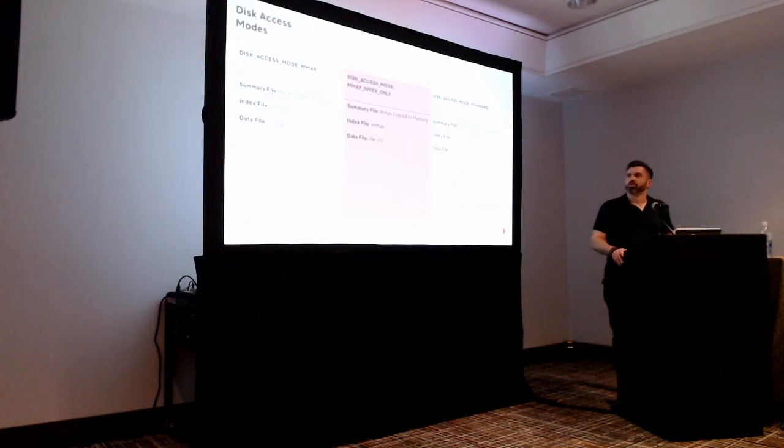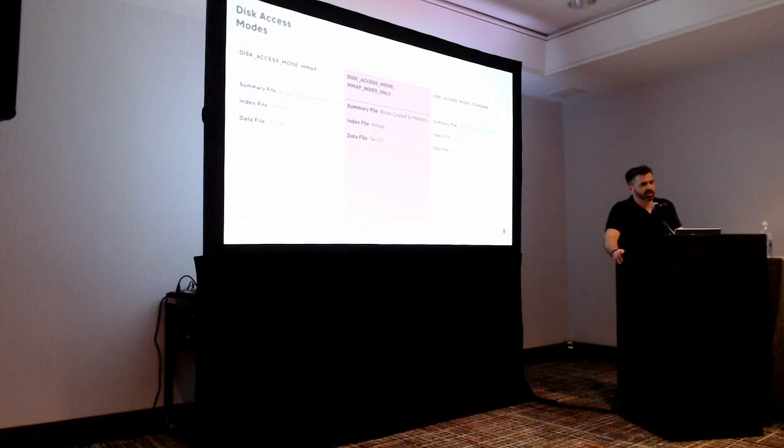We also have 3 different ways that we can access our data files in Cassandra. We have mmap mode, which mmaps both the index file and the data file. We have mmap index only. Hint, it's red because that's the one you should be using most of the time. That's what we use at Netflix. We saw horrible performance issues with mmap and mmap. So the index file is still mmap, but the data file uses regular file IO. And then there's standard, which uses regular file IO for everything, and you shouldn't use that either.